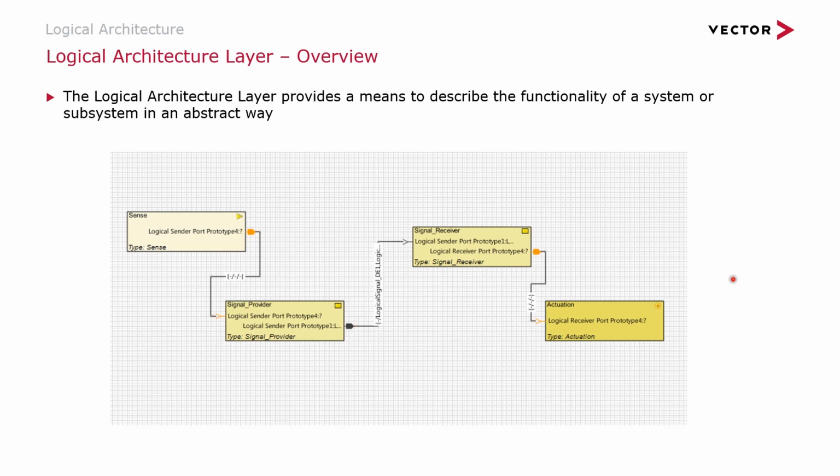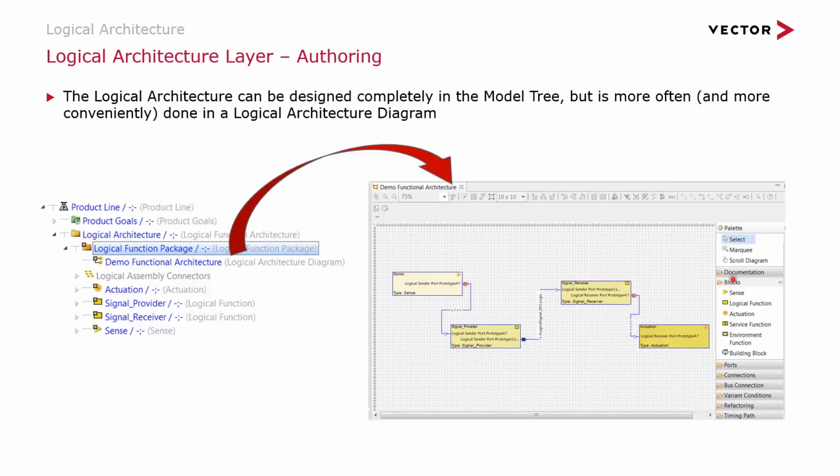In this installment, we'll take a short look at the logical architecture layer. The logical architecture layer is a method to describe your system in an abstract way so that you can visualize the relationship between functionalities and how those functionalities interface with each other. You could say communicate. The logical architecture can be designed completely in the model tree, but it's more often and more conveniently done in a logical architecture diagram.